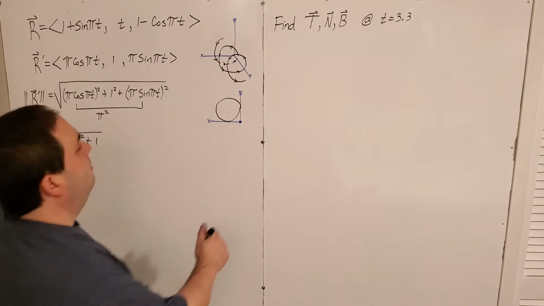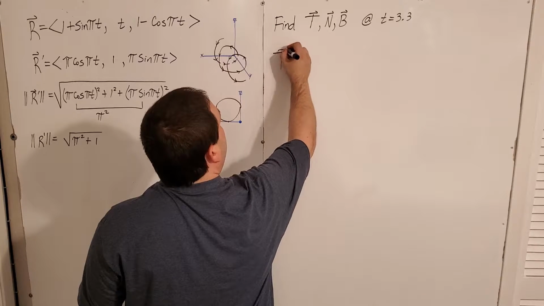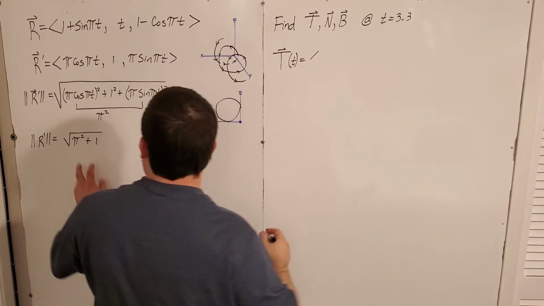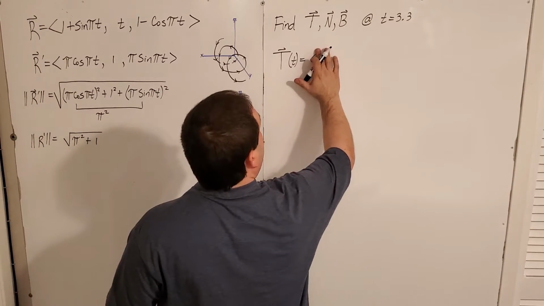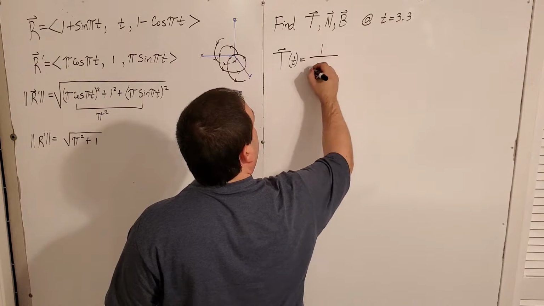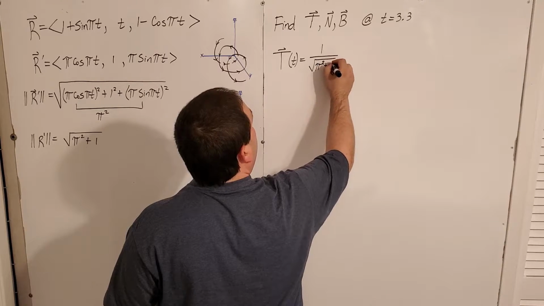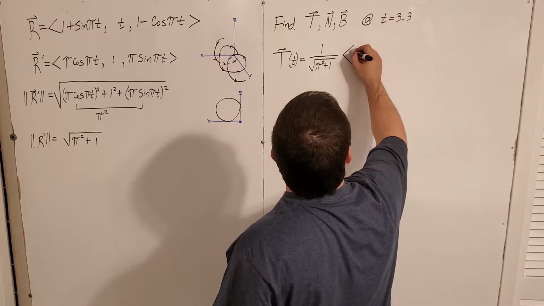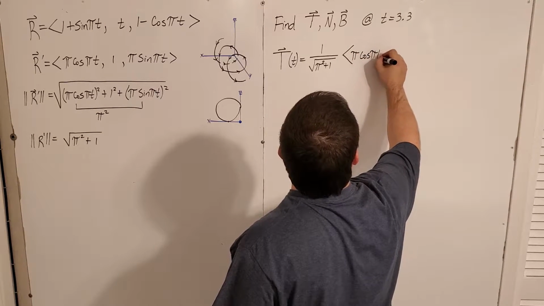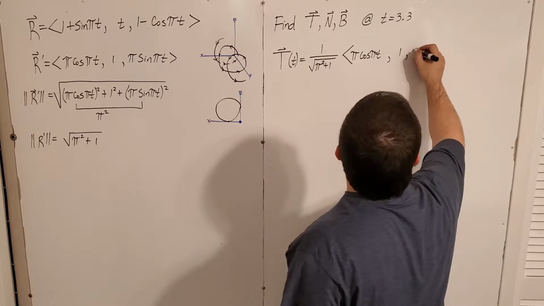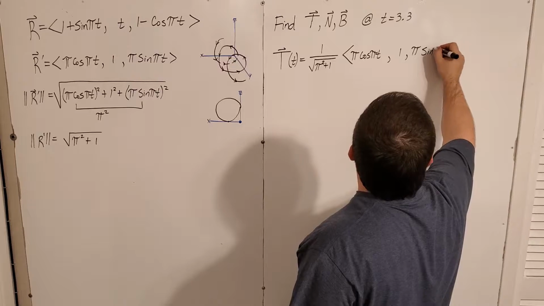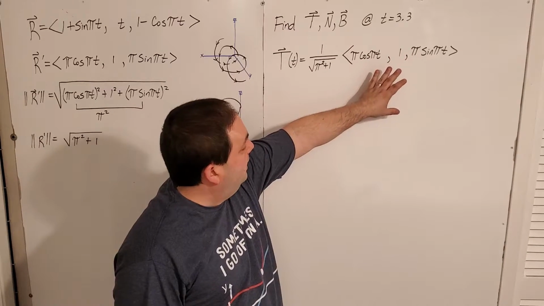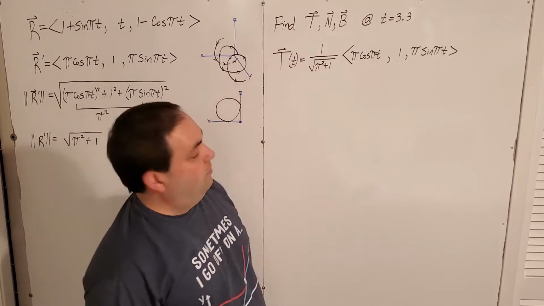Okay, so my unit tangent vector T at some point t is going to be, this is a constant right here, so it's easy enough for me just to write 1 over square root of pi squared plus 1 times the vector pi cosine pi t, 1, and pi sine pi t. And all it's doing is scaling all of the tangent vectors by this factor. It's just some constant scalar there.